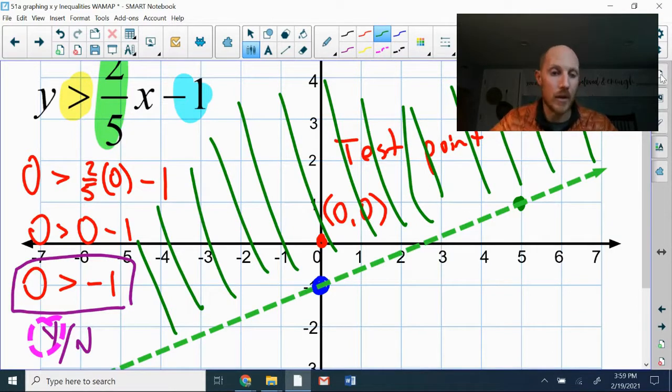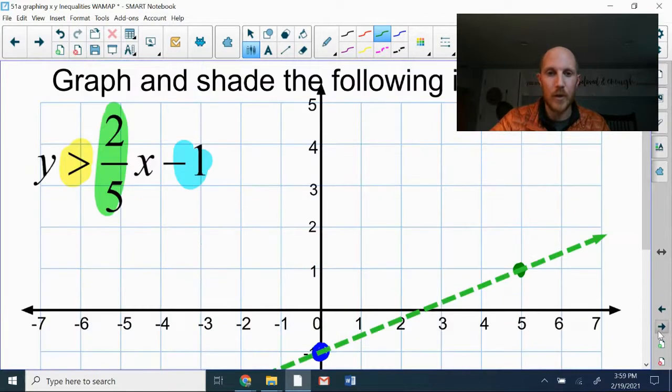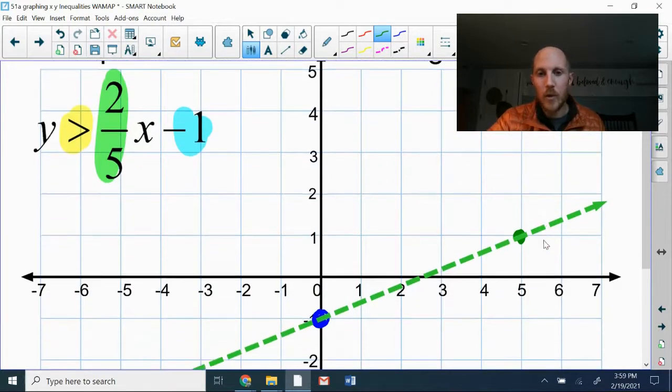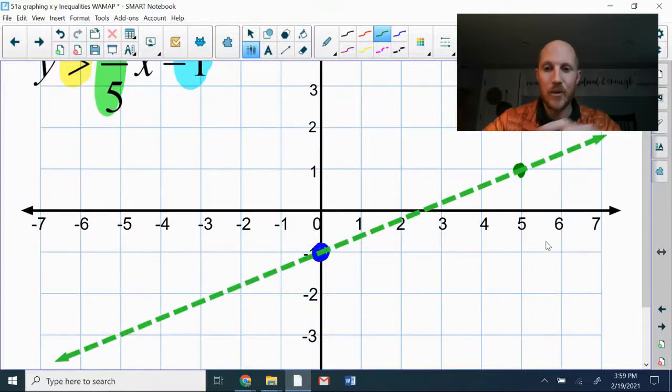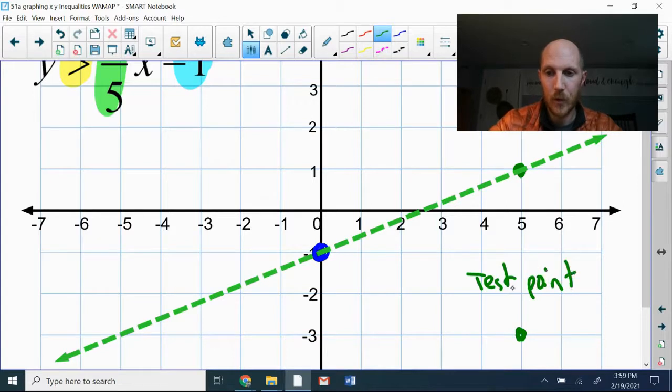Okay, let's see a different example for a different test point. The same graph, but different test point. What if we had chosen a test point down here? That would be below the line. So this test point has the coordinates 5, -3. Okay, so what would this look like?